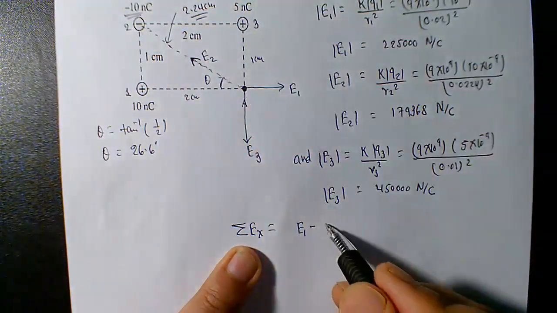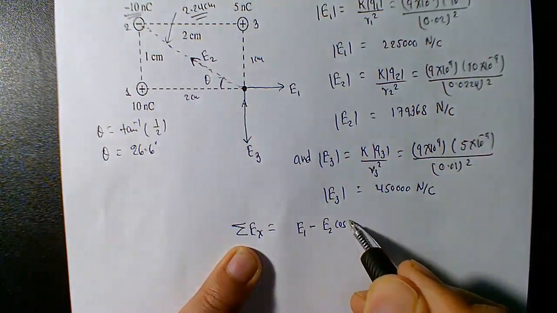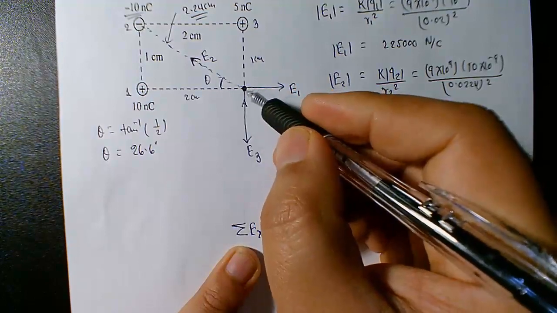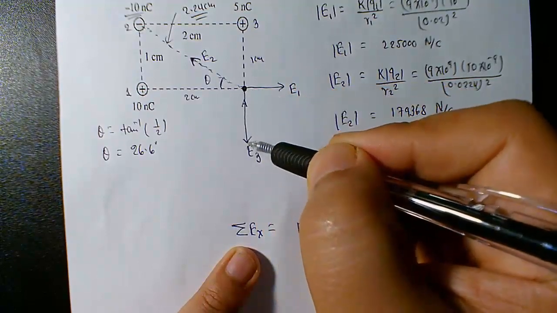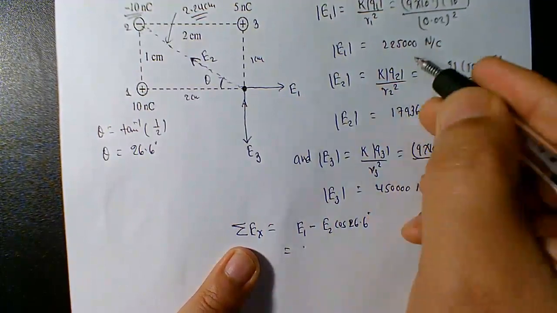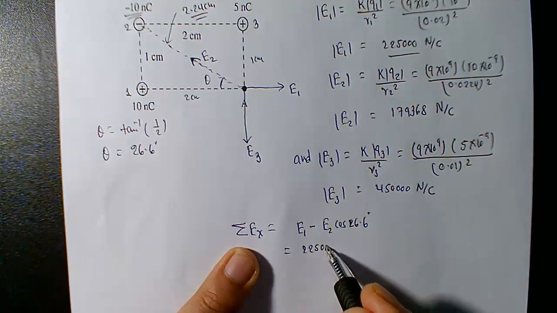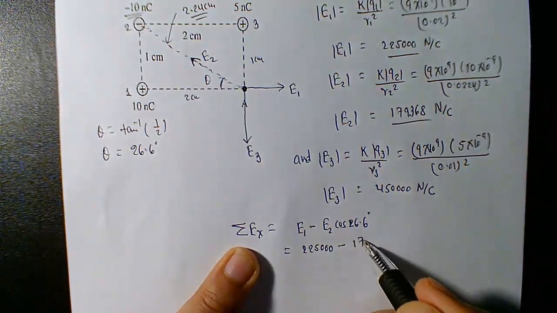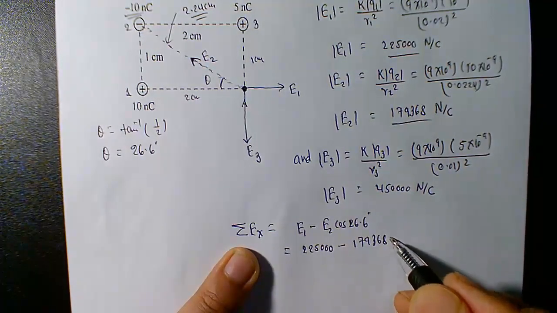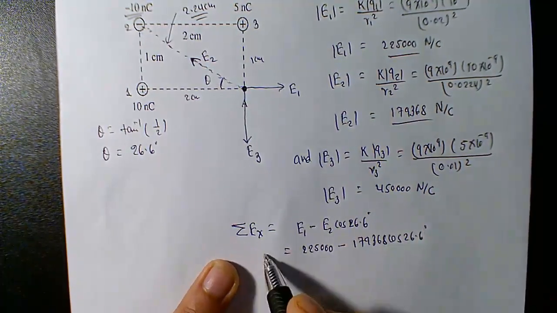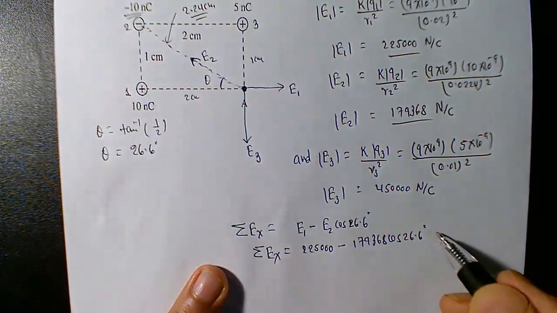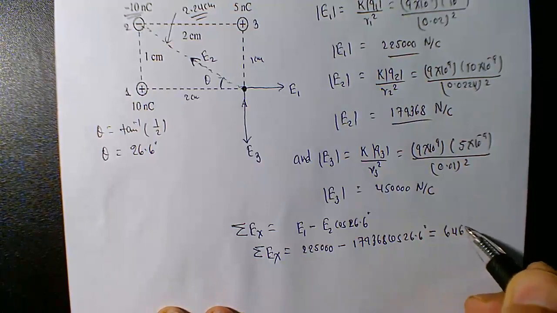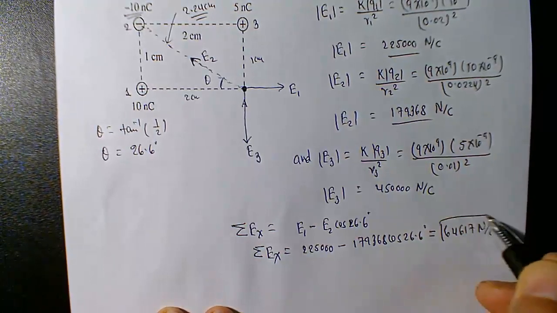This is in the second quadrant, so E2 cos theta, with theta 26.6 degrees. And that's it. E3 has no x component. So E1 magnitude, 225,000, minus E2 magnitude, 179,368, times cos of 26.6 degrees. That's the sum of x, and if you do that, it's going to give you 64,617 newtons per coulomb. Okay, that's the sum of the x component.